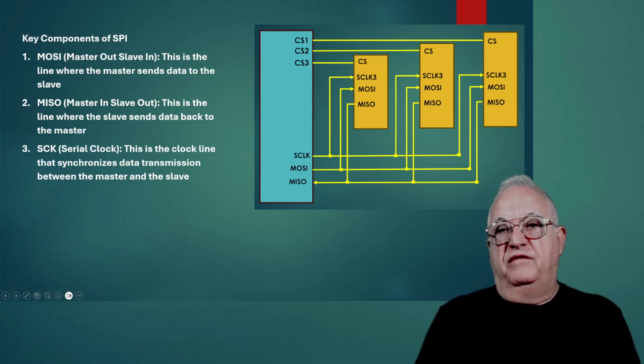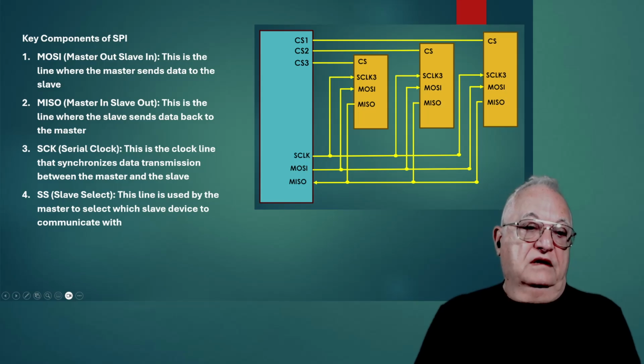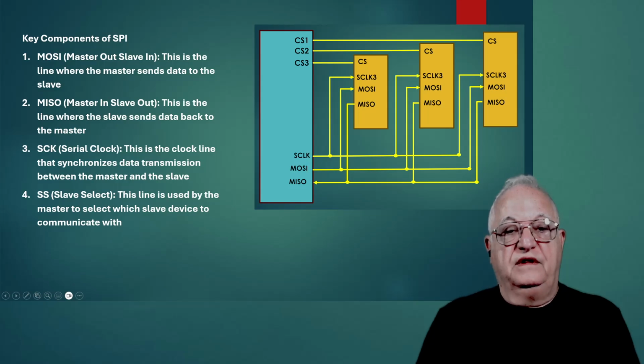So for the slave to send data back, it needs 2 things. One is chip select, it has to be selected, and the other is the clock. It needs to get the clock signal. And finally here we have the chip select, which is slave select. This line is used by the master to select which slave device to communicate with.